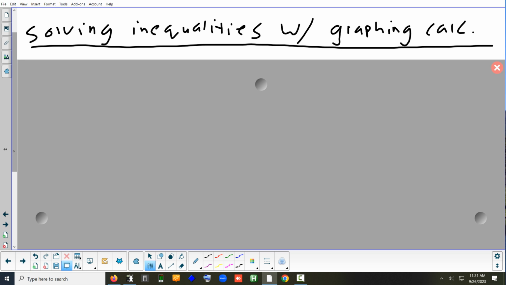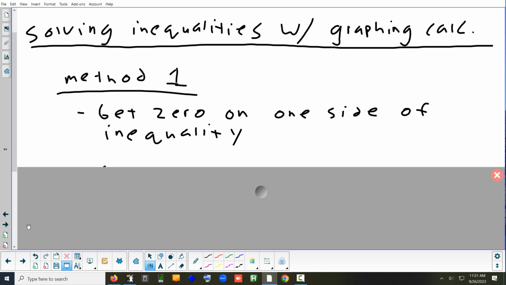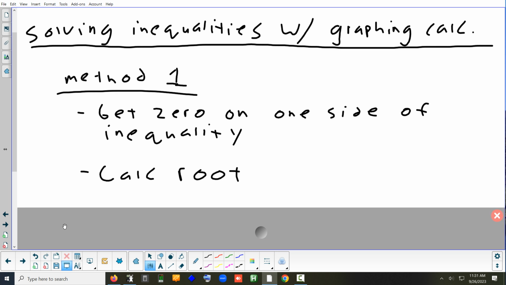Okay, there are a couple different ways we can solve inequalities on the graphing calculator. The first way, and this kind of ties in with what Jack was doing on the last problem, you put everything on one side, and then we're going to calculate a root. Now, the answer is not the root. The answer is everything greater than the root, or greater than or equal to, or everything less than or equal to the root. But the root is just the number that you're going to use, and then you have to put your inequality symbol in.